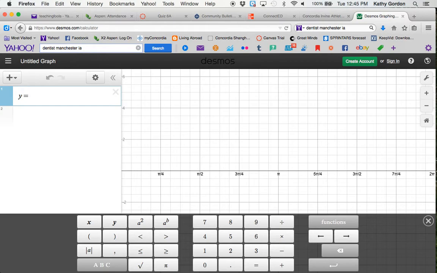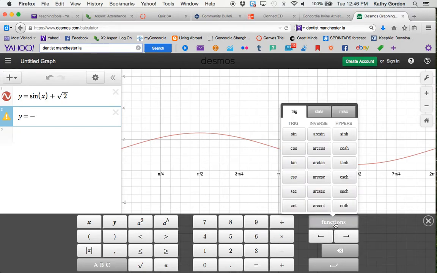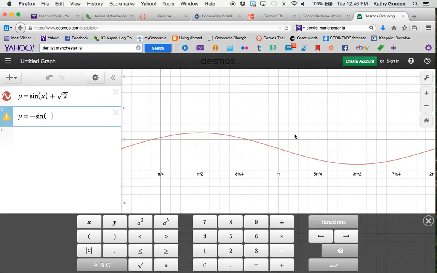So y equals, I can either type sine x, I have to put x in parentheses, and then plus square root of 2. Okay, hit enter, there's one of my graphs. Or the other way is here in the functions button, one of the categories they have here is trig, so I can get my sine that way.